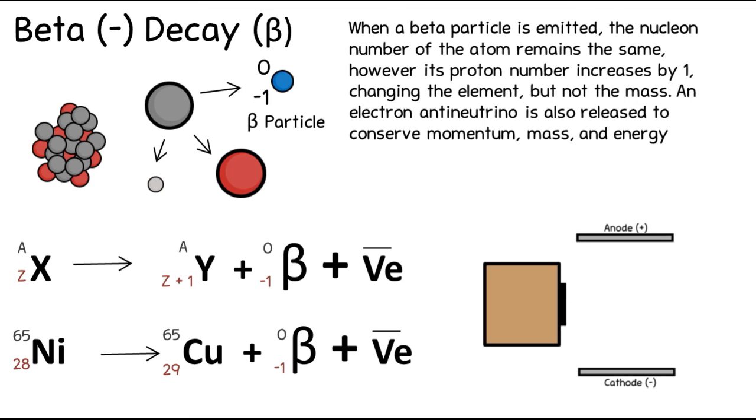Just the same as I did with alpha decay, I'm just going to show you the path that this type of radiation took when it was emitted into an electric field or a magnetic field.